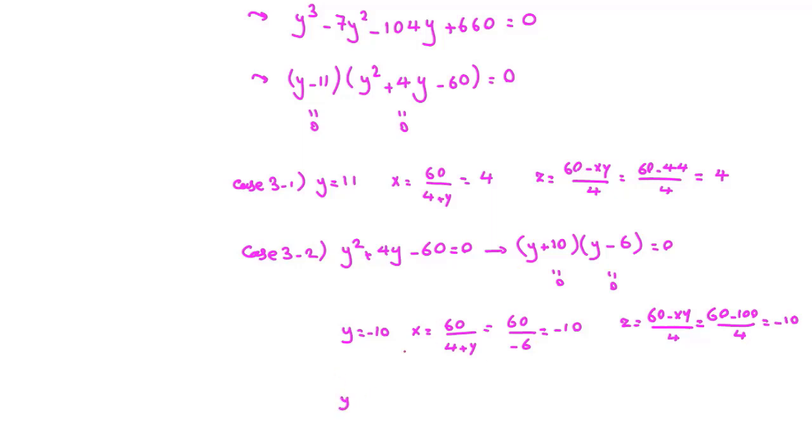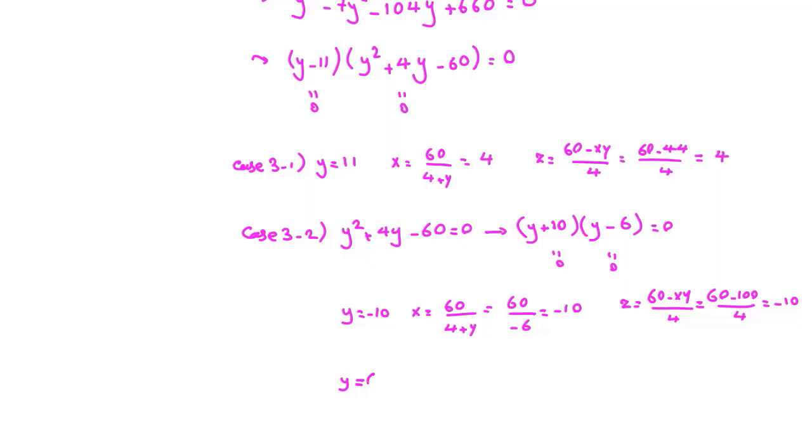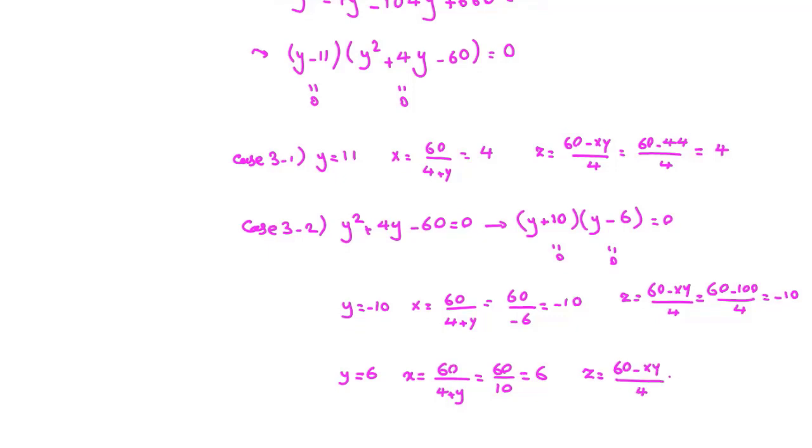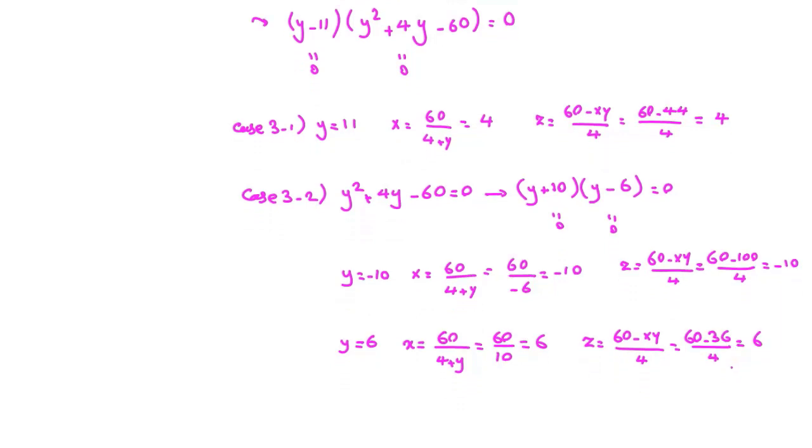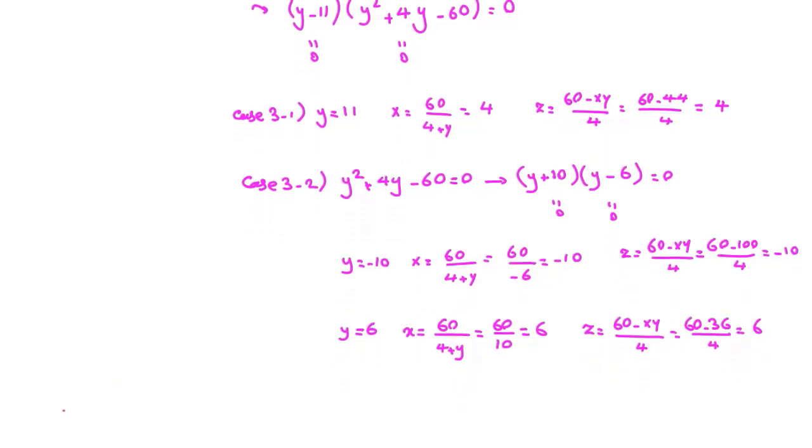And the last part, y minus 6 equal to 0. So y equal to 6. So x equal to 60 over 4 plus y. 4 plus 6, 10. 60 over 10 equal to 6. And z equal to 60 minus xy over 4. 60 minus 36 over 4. 24 over 4, 6. So here we found 3 x's. So you can check that all answers are satisfied.